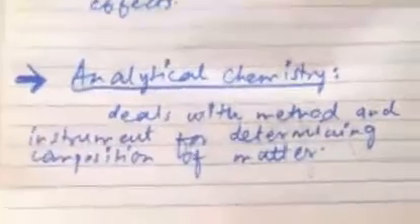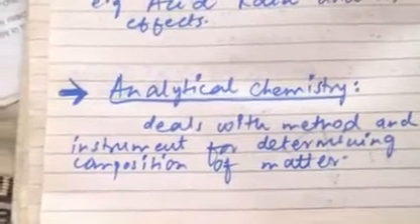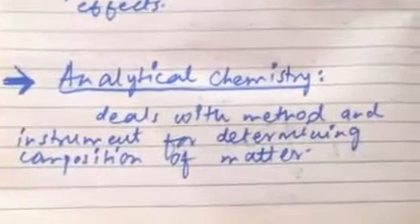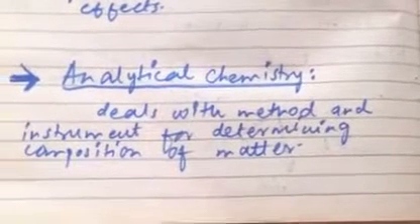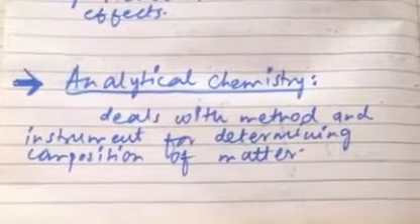Matter is any state that may be solid, liquid, and gas. How they are combined, how they are formed, what their composition is, and their method and instrument. Each and everything is discussed in this branch of chemistry. So analytical chemistry deals with the methods and instruments for determining the composition of matter.